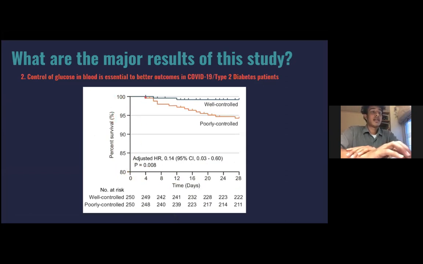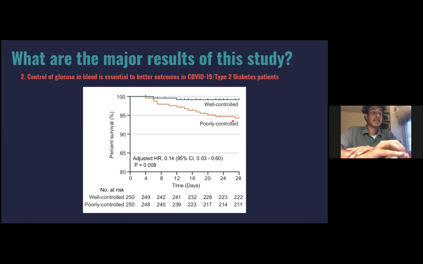So first, looking at the well-controlled cohort, we can see that over time, their survival rate is pretty steady. It hovers around about 98%, which is pretty comparable to people who don't have type 2 diabetes who also contract COVID-19. But then when we look at the outcomes for the poorly controlled cohort, we can see that over time, their survival rate dips down really dramatically compared to the well-controlled cohort. It dips down to below 95%, to about 93% at day 28.